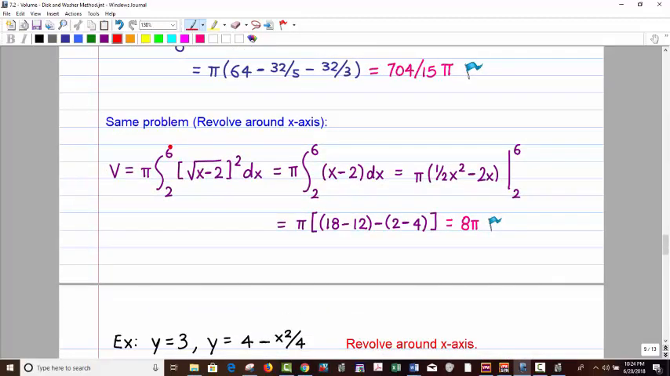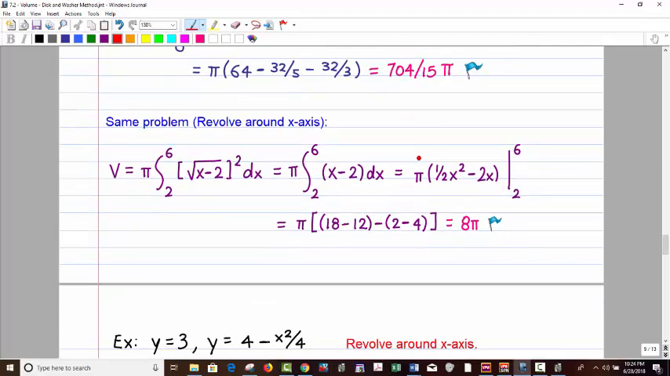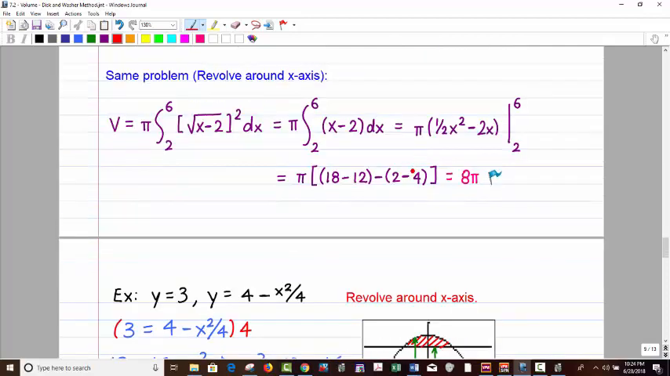And that's a pretty easy integral. Square kills square root. I didn't even do the f and n for that one. I just worked this one out, because they're just so easy. So the antiderivative of x minus 2 is 1 half x squared minus 2x. Plug in 6, plug in 2. Get 18 minus 12 minus, you get 2 minus 4. 6 minus a minus 2 is 8, so you get 8 pi. Fantastic.